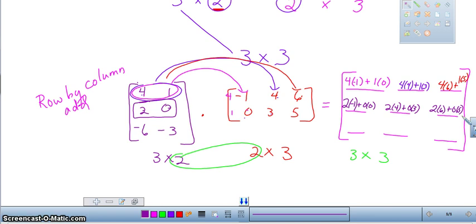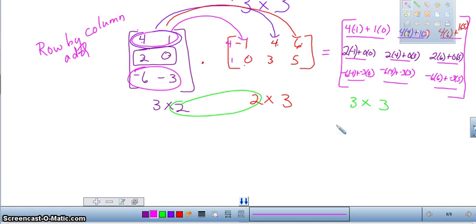Okay, one more row. Now I'm going to use the last row of my first matrix, negative 6, negative 3. And I have to multiply it by each column. So negative 6 times negative 1 plus negative 3 times 0, negative 6 times 4 plus negative 3 times 3, and negative 6 times 6 plus negative 3 times 5. And then all you have to do is the math that goes with that.